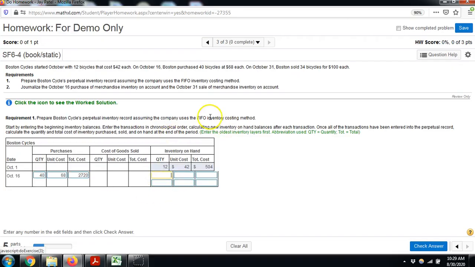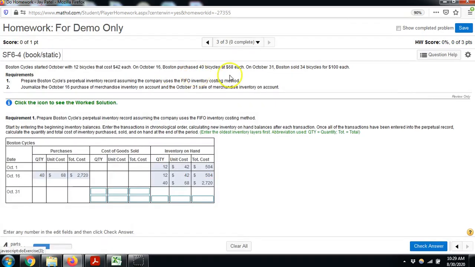So under FIFO, we're going to keep track of the different layers. So we have this original 12 units at $42 each, and we just bought 40 at $68 each. So our total inventory on hand would actually be the sum of this plus this. But we've broken it out into two different tiers here so we can use our FIFO method more easily because it's organized by the different levels of quantity and unit cost.